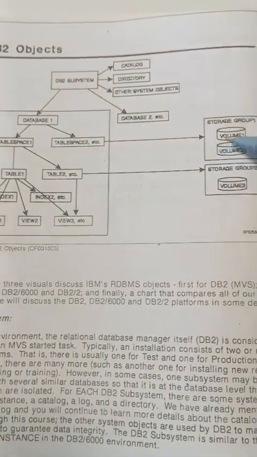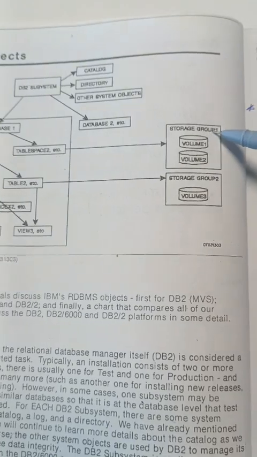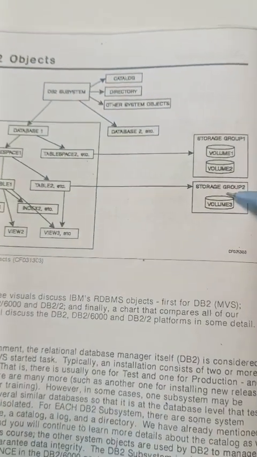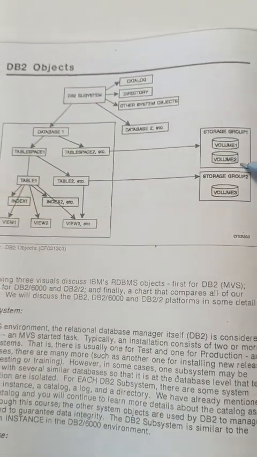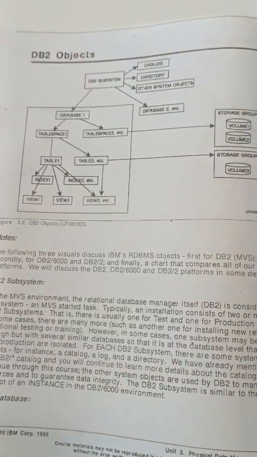And a table can be accessed through a storage group, this one, and it can have multiple storage groups and multiple volumes here. This is the basic overview of the DB2 objects.